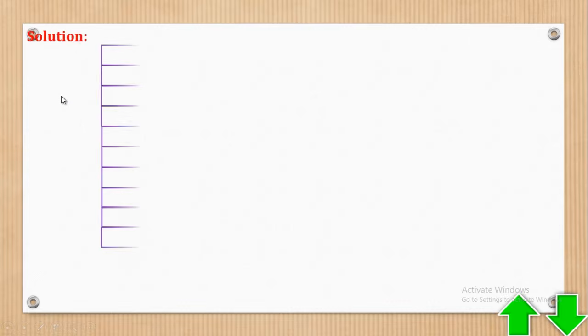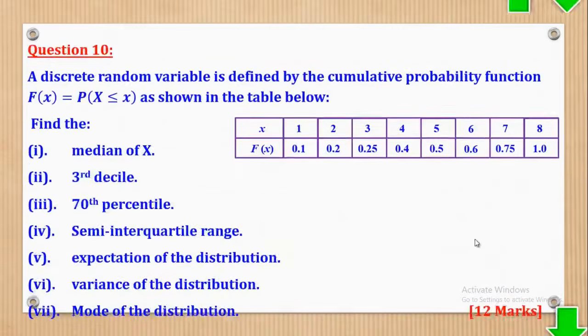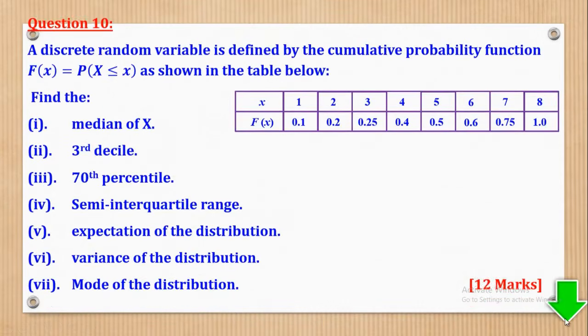So the first thing to do is to tabulate your values. So we shall start with the values of x. Now for the values of x, we are going to list down all these values of x as they are. So let's come and do that.